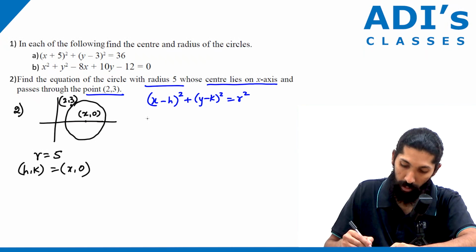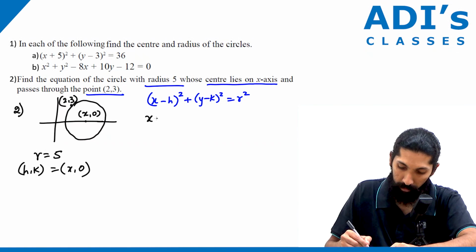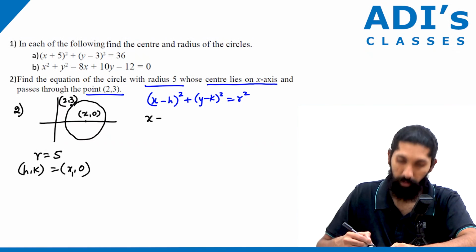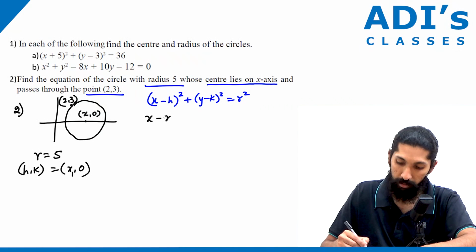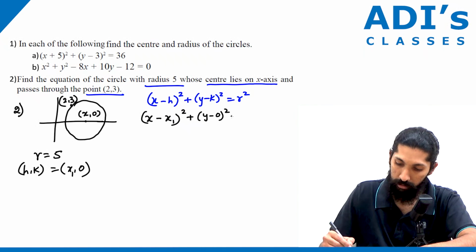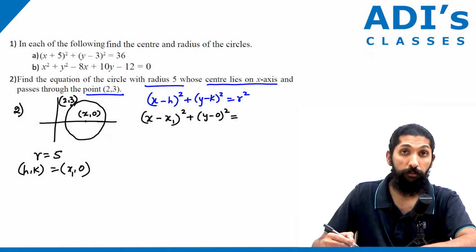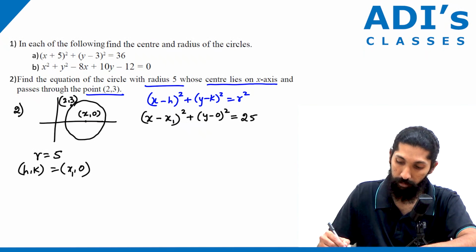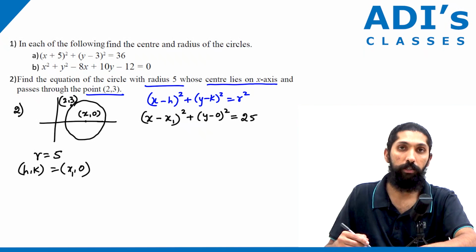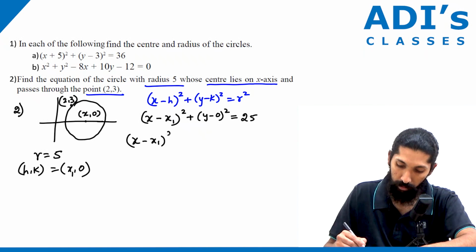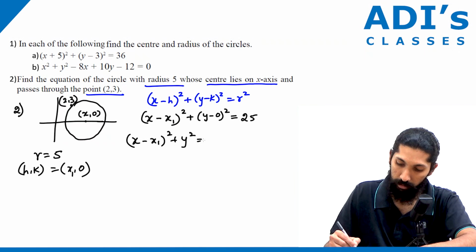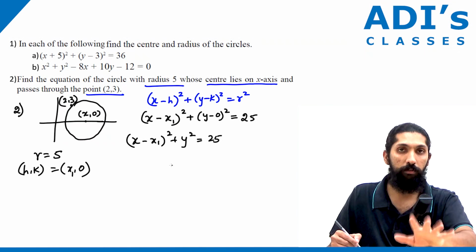Now let's substitute. You have x minus, okay, let's call it x1, because we can't write x minus x whole square. So (x minus x1) whole square plus (y minus 0) whole square is equal to, and what is the r value? 5. 5 square, which is 25. Got it? Now we have (x minus x1) whole square plus y square is equal to 25.